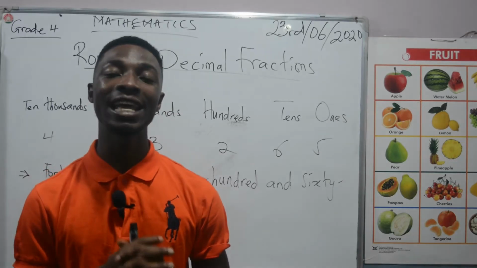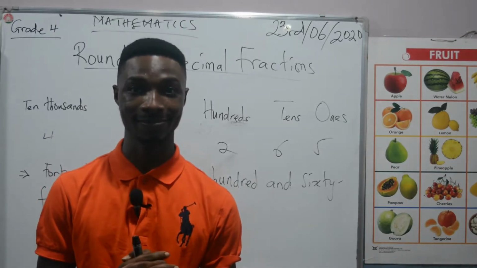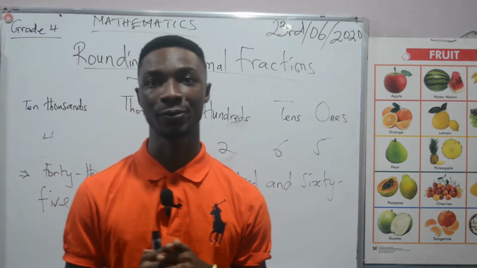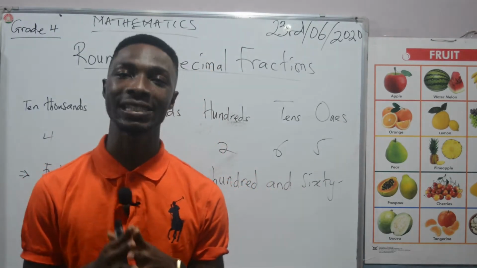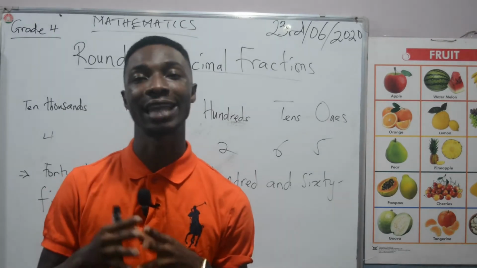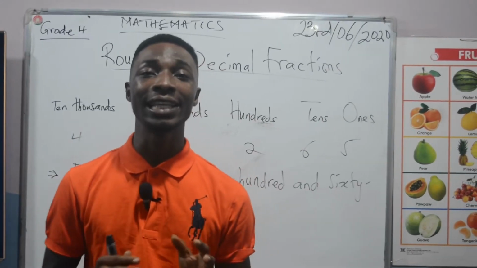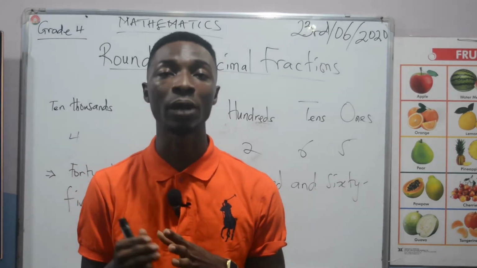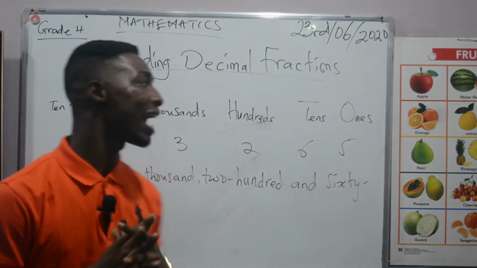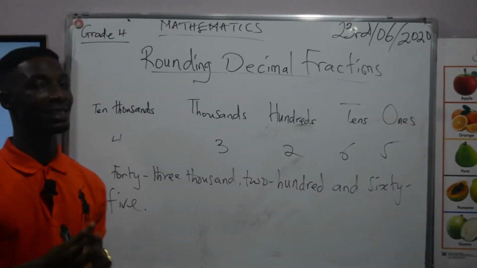Today we are going to have a lesson on Grade 4 Mathematics on the topic rounding decimal fractions. But before I start, I want to do a short review. We have already done decimals and fractions in school. We have also done rounding of numbers to the nearest tens, the nearest hundreds, the nearest thousands, the nearest 10,000s, and so on and so forth. So I want us to look at this thing I have here on the board just for a short review before I start the actual lessons.